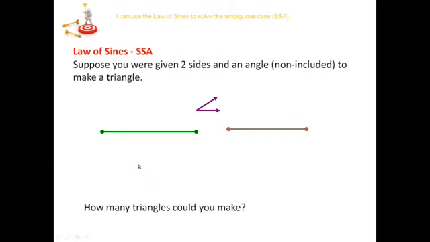Now, the last one, which is called the ambiguous case, is the SSA triangle. Suppose we're given two sides of a triangle and one angle which is not included to make a triangle. How many triangles could we make? Well, let's look at our different options.